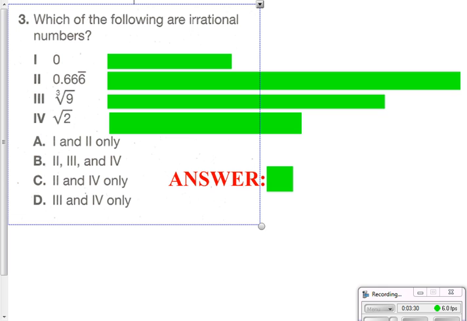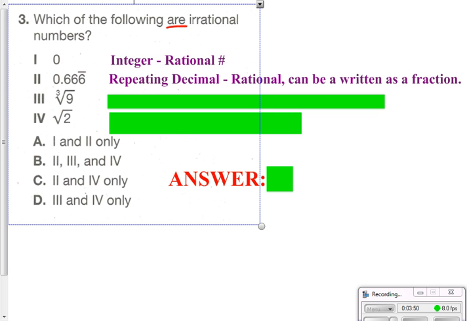3, which of the following are irrational numbers? Which of the following are, meaning plural, more than one? 0 is a rational number. It is an integer, so it is a rational number. Next, 0.666. Notice the 6 repeats. It's a repeating decimal. Repeating decimals are rational numbers.